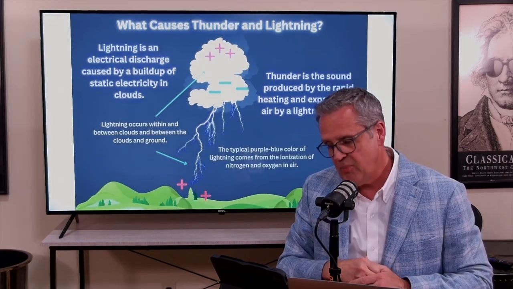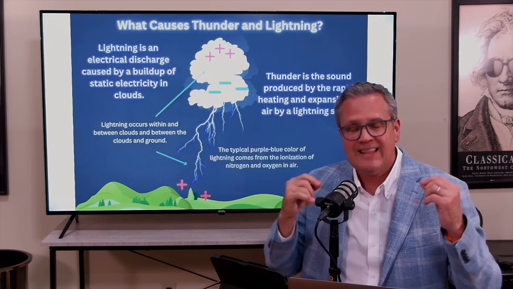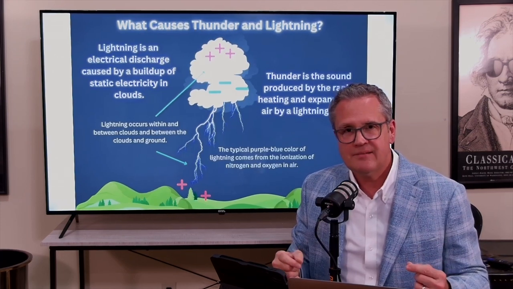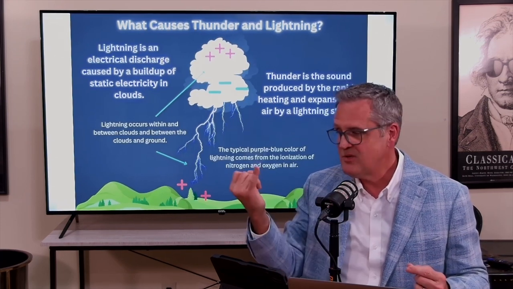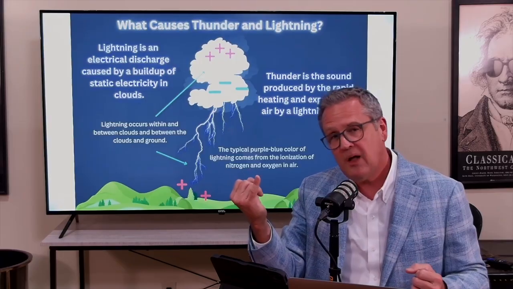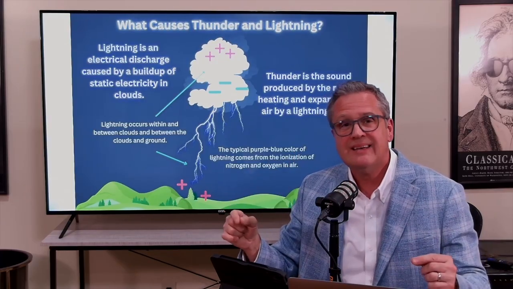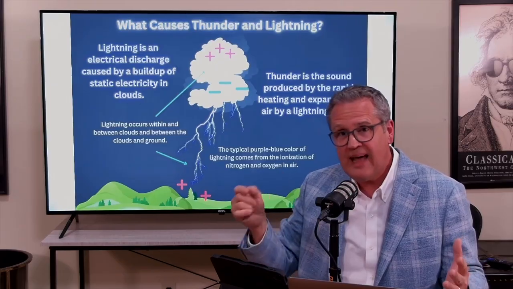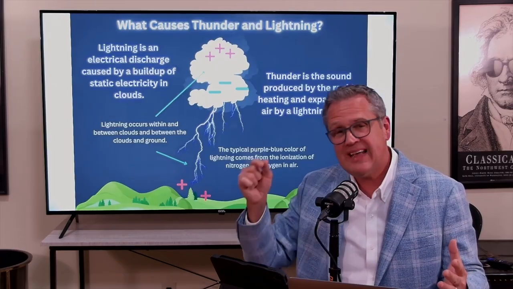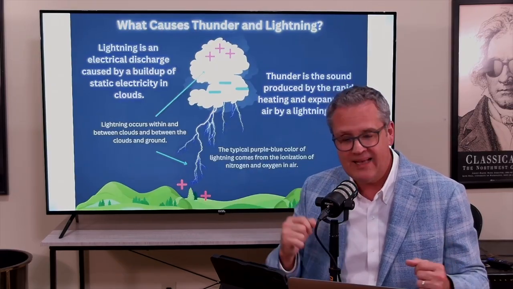So where does the thunder part come from? Lightning is super hot. Most people don't know this. A lightning strike is about as big around as a pencil, so smaller than your little finger. And in that nanosecond where you see a lightning strike, it's actually striking and flashing between 8 and 11 times. It just happens so fast, the human eye can't catch it.